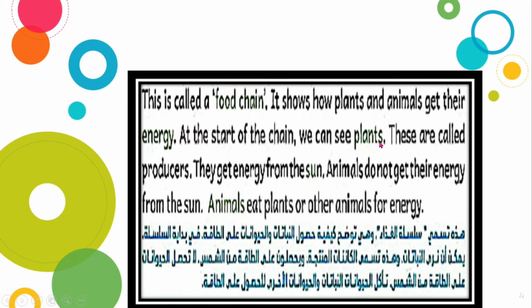We can see plants. طبعا في بداية السلسلة الغذائية لو نتذكر معا بدأت بالنباتات. These are called producers والتي تسمى الكائنات المنتجة. They get energy from the sun.